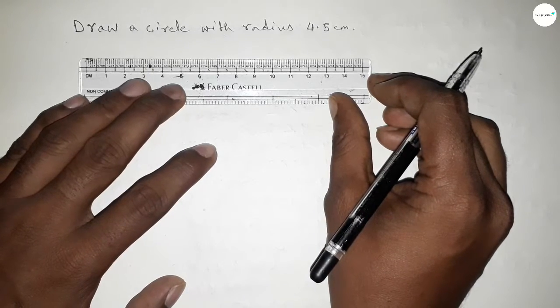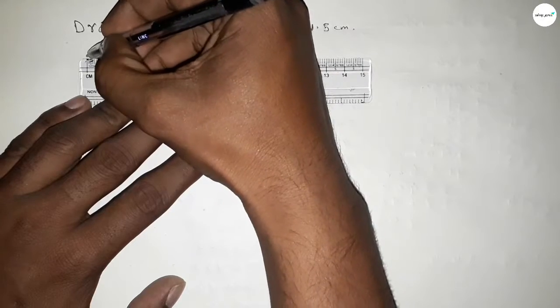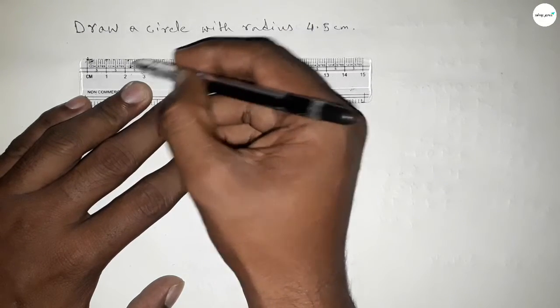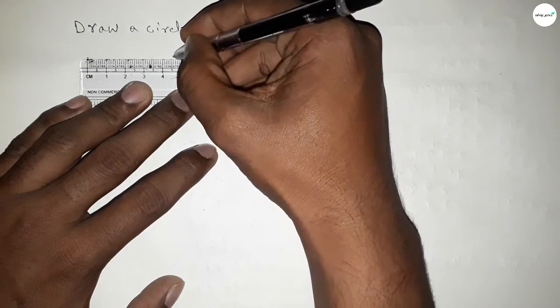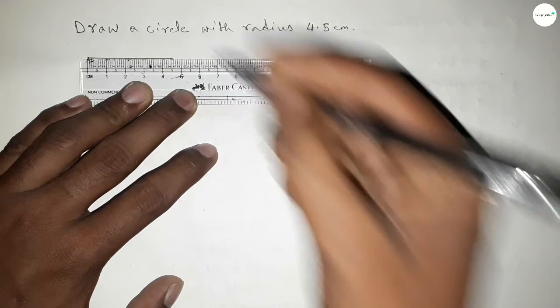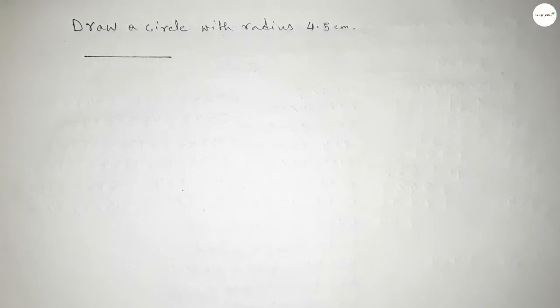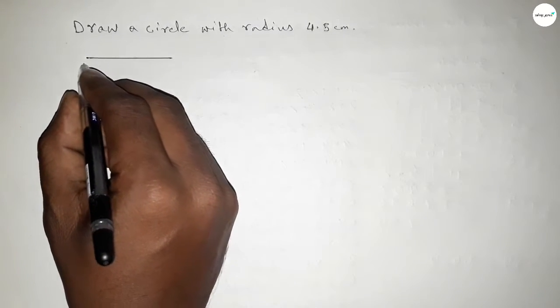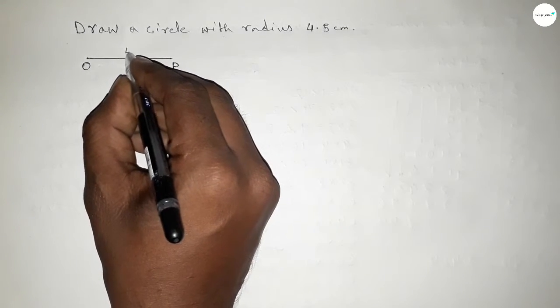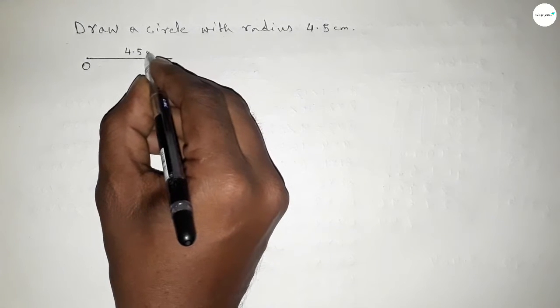First of all, drawing here a line of length 4.5 centimeter. So this is starting 0, then 1, 2, 3, 4 and up to this 4.5 centimeter. So first drawing here a line of length 4.5 centimeter, and this is O and P. So OP equal to 4.5 centimeter.